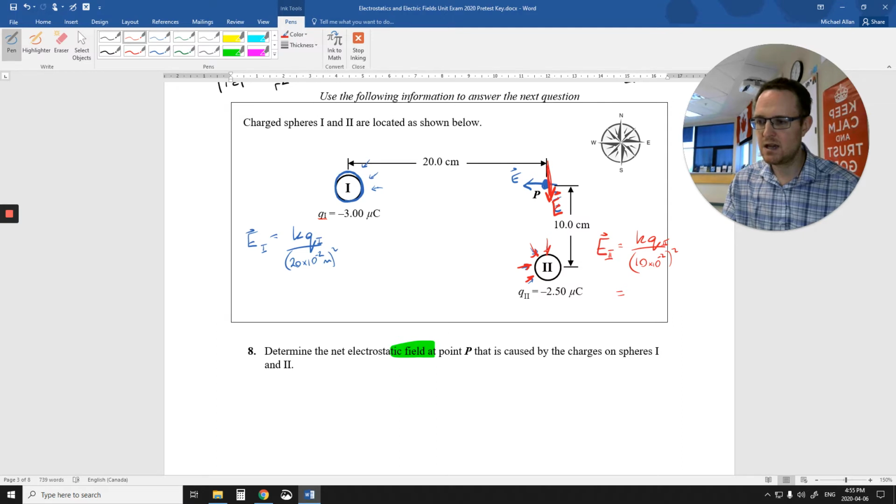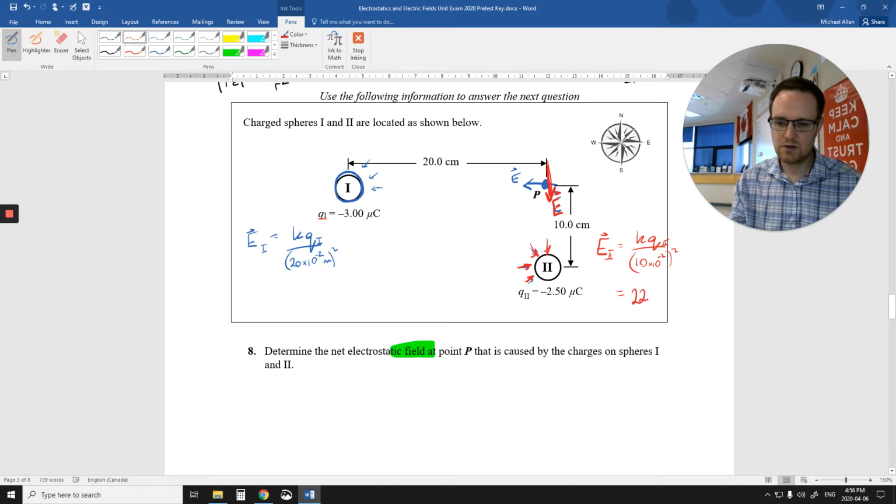8.99 times 10 to the 9 times 2.5 e to the negative 6. I'm not worried about the negatives again, but I have to square this bottom number. So I get a pretty big field, 2,247,500. Remember, these fields are newtons per coulomb. And I'm going to do the same thing with the blue one over here, or 2, I guess, or 1, sorry.